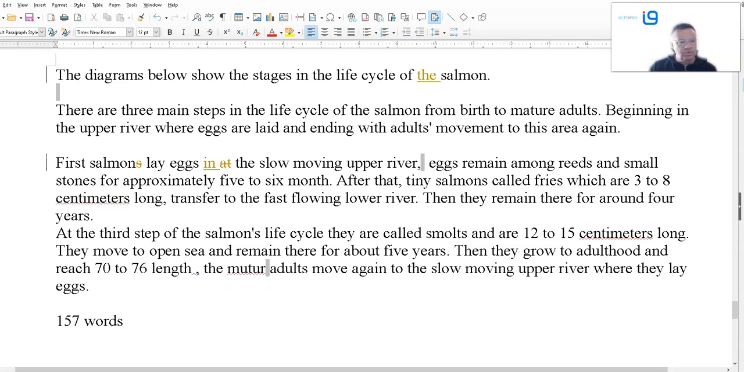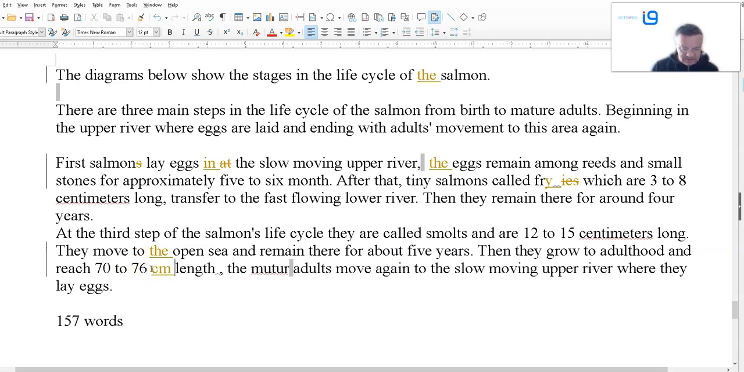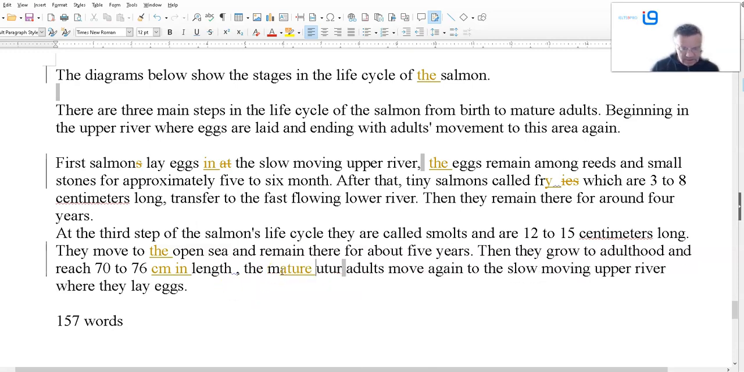The eggs remain among reeds and small stones. Put an article in front of that. Caught fries. It's not fries like French, like French fries or chips. That's in Low River. 4 years. Festival Salmon's life cycle called small, centimeters long. I'm not going to change that every time. To the open sea, mainly for about 5 years. Have a hood, 76 centimeters in length. Mature adults, A-T-R-E. Move again to a slow moving upper river where they lay eggs.